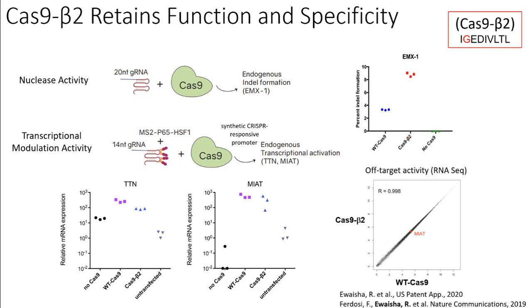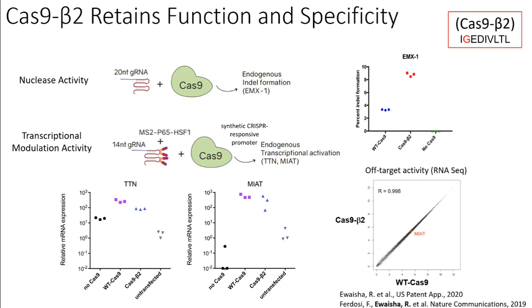So next we determined whether Cas9 beta 2 can successfully recognize and bind its target DNA, leading to transcriptional modulation within the chromosomal contexts of endogenous genes. We transfected the cells with plasmids encoding either Cas9 beta 2 or wild-type Cas9 and 14 nucleotide guide RNAs against two different endogenous genes, TTN and MEOT. QRT-PCR analysis showed that Cas9 beta 2 successfully led to target gene expression.